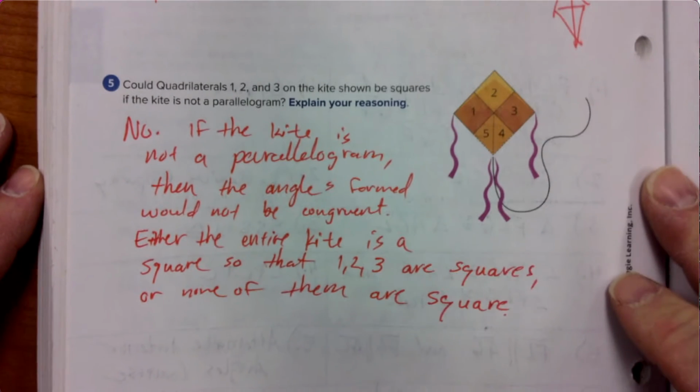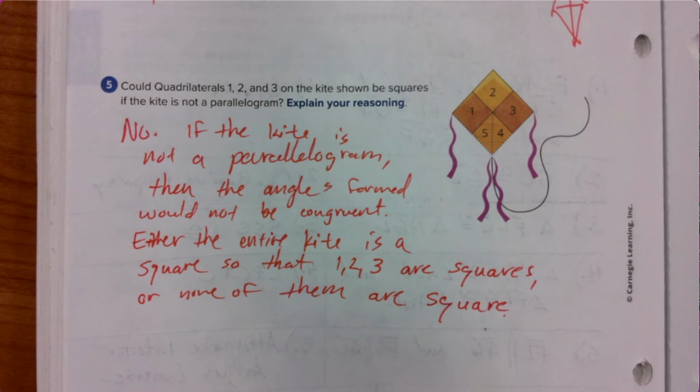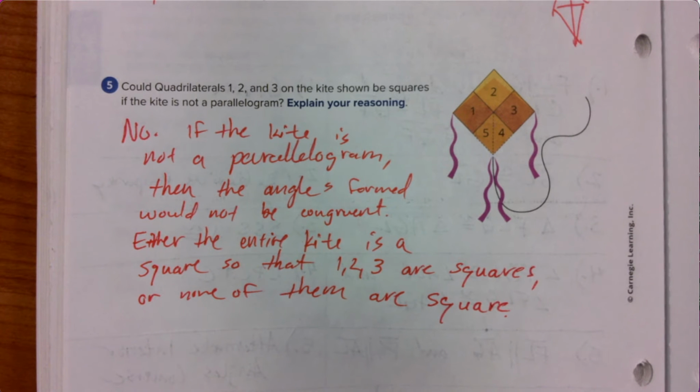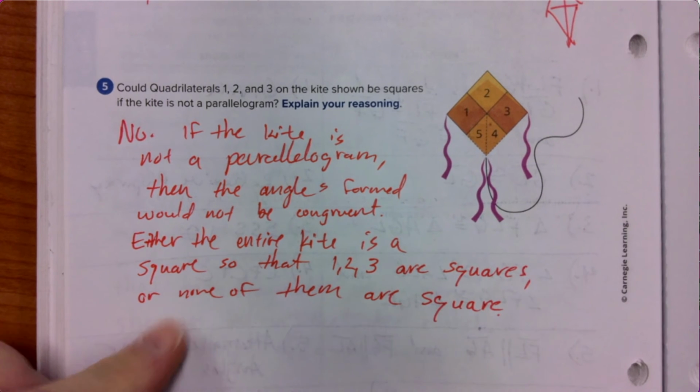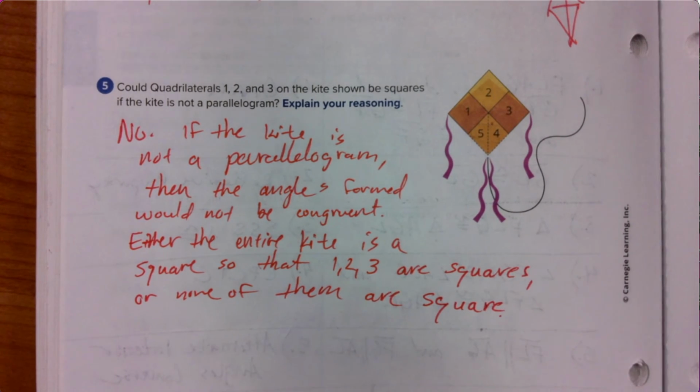All right, could the quadrilaterals 1, 2, and 3 on the kite shown be squares? If the kite is not a parallelogram, no. If the kite is not a parallelogram, then the angles formed would not be congruent, and since they're not congruent, then either the entire kite is a square or none of them are squares.